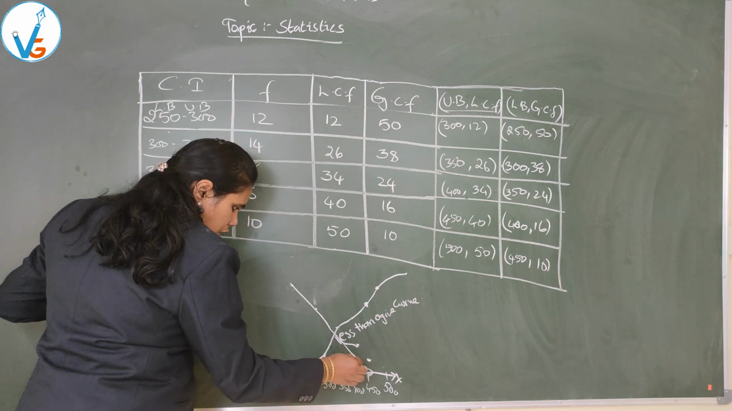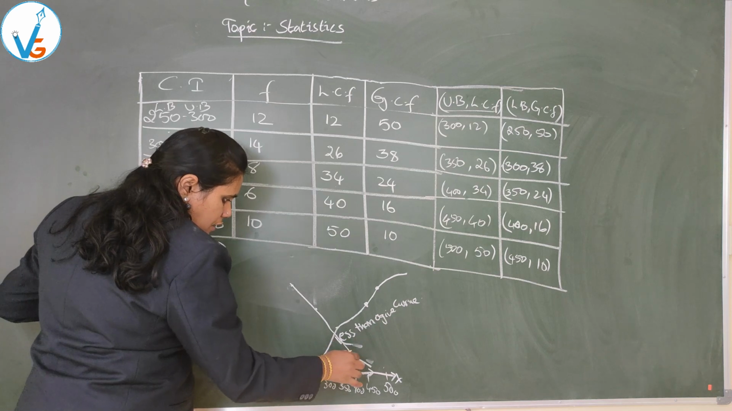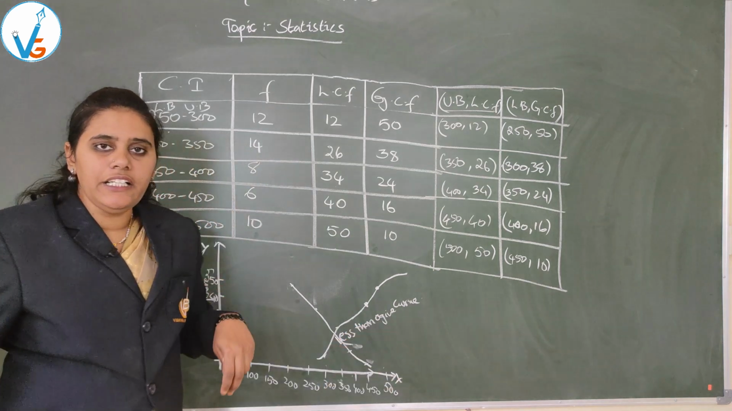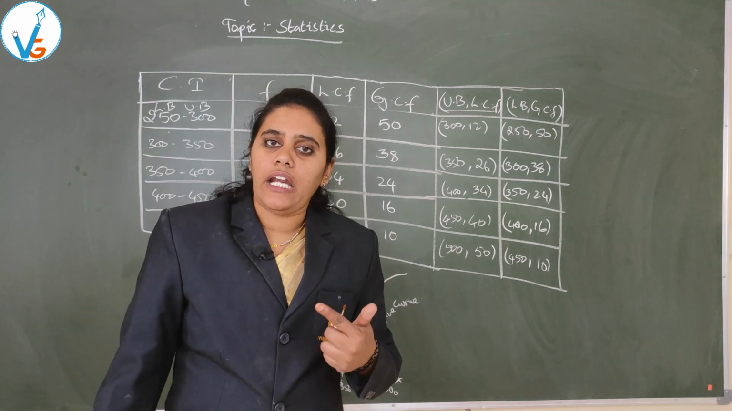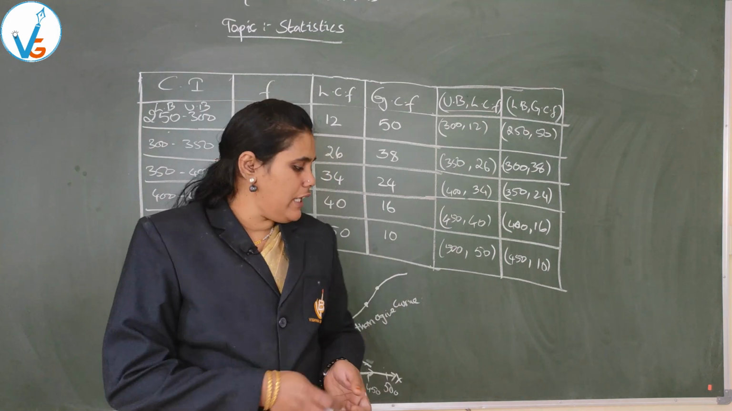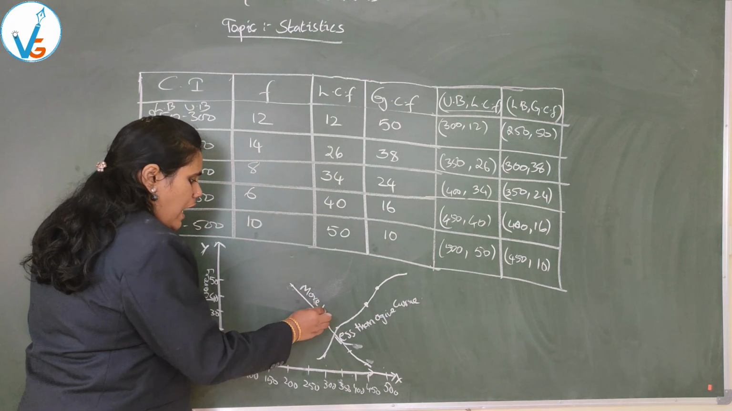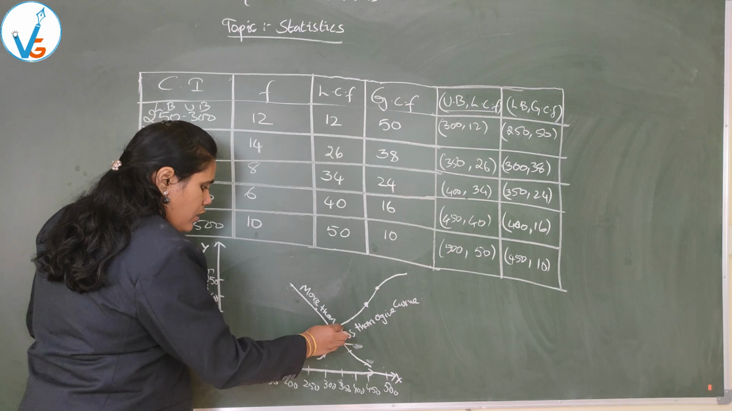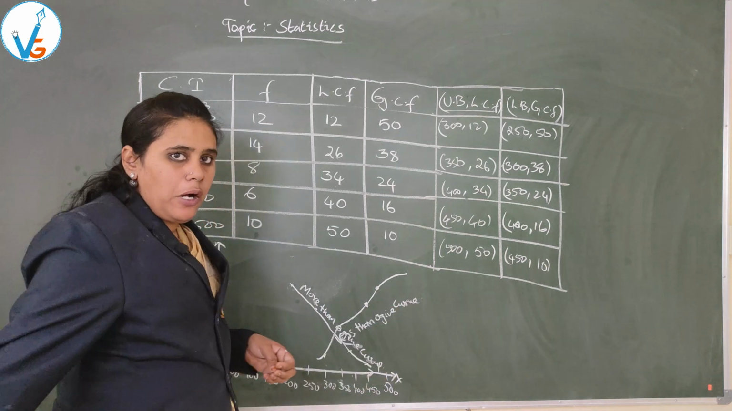We need to join all these points. So here we will get a graph. Actually here I didn't use graph paper, so I didn't get it clearly. So you can try in your graph book. You will get it in this manner from up to down. It is said to be a more than ogive curve.